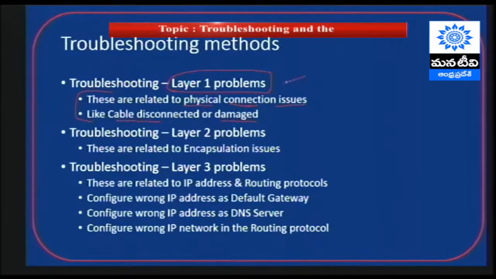According to the OSI model, layer 1, layer 2 and layer 3 are the three important layers relating to the network.